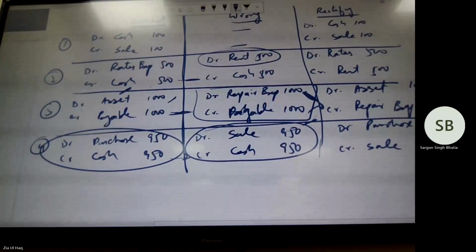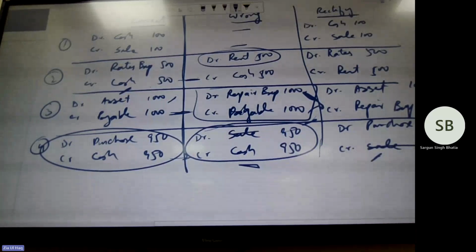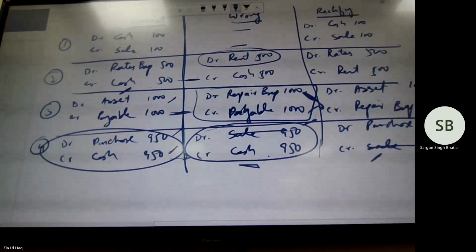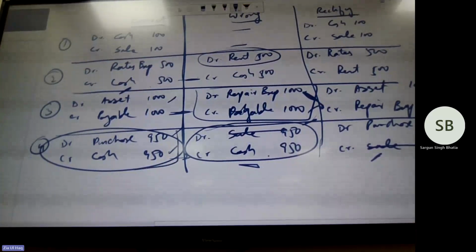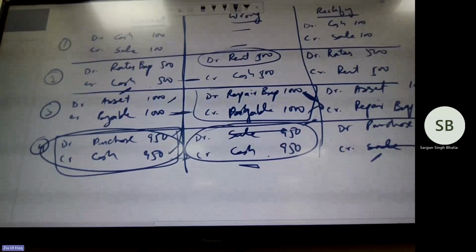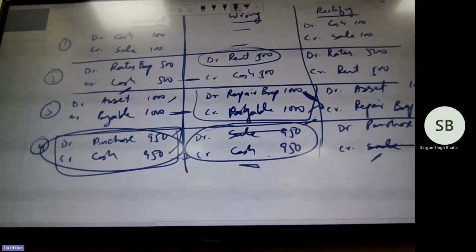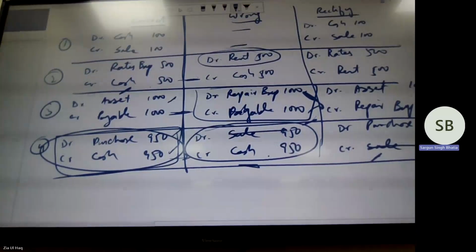So they have made this entry and we have made this rectified entry. What could be the net effect? This sale is cancelled. So the net effect will be purchase debit, cash credit. We need to show this effect in the accounts by rectification. Can you understand this? Yes, sir.